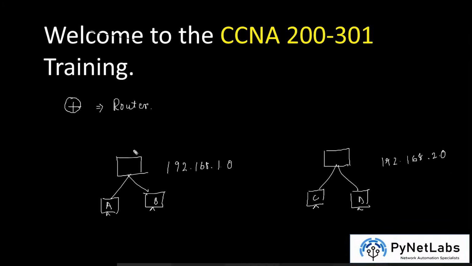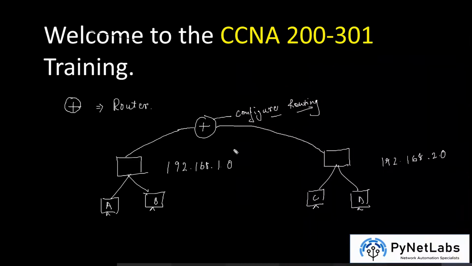But if we connect them through a router like this and configure some routing on this router, then after configuring the routing, A, B, C, and D will be able to communicate with each other. That's where a router is needed to make inter-network communication possible. So this is switch 1 and this is switch 2.